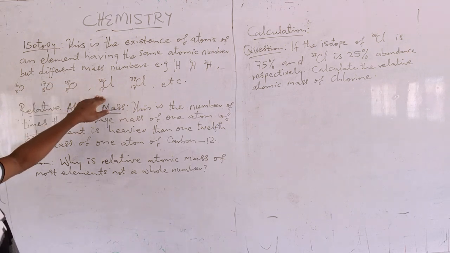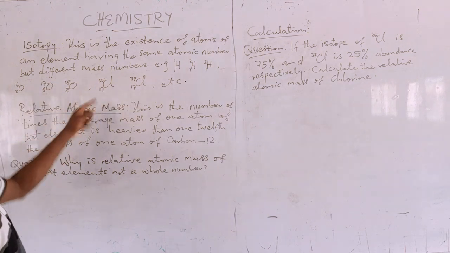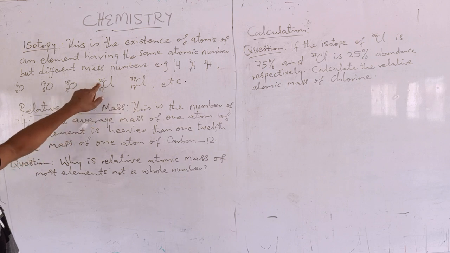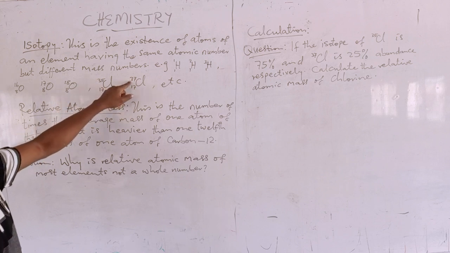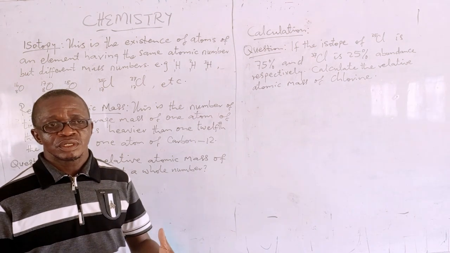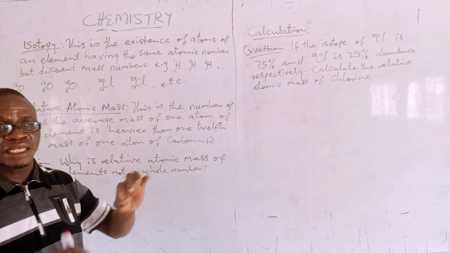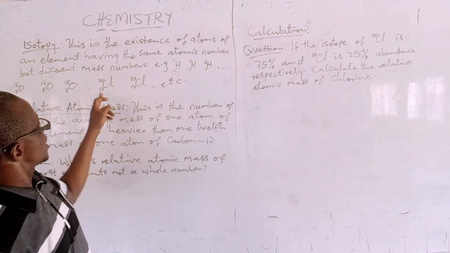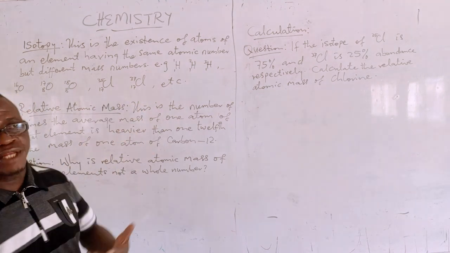We move down to chlorine, the same thing. Atomic number 17, but mass numbers 35 and 37. This is isotopy. Now, the atoms themselves are called isotopes. So these are the isotopes of chlorine.